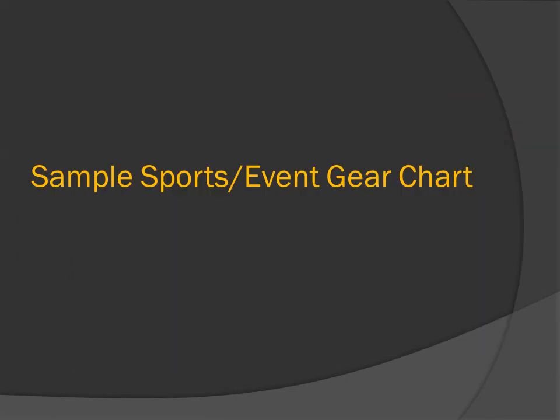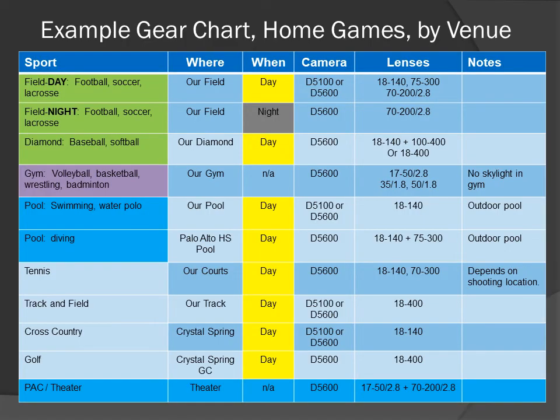Okay, now we have some sample sports and event gear charts. Gear chart, home games by venue. This is organized by venue. So in the top left, you'll see field games and the diamond games. They're in green. They're grouped together. Gym in purple. Pool in blue. Other in light blue. Tennis, track and field, cross country, golf. And finally at the bottom, your theater.